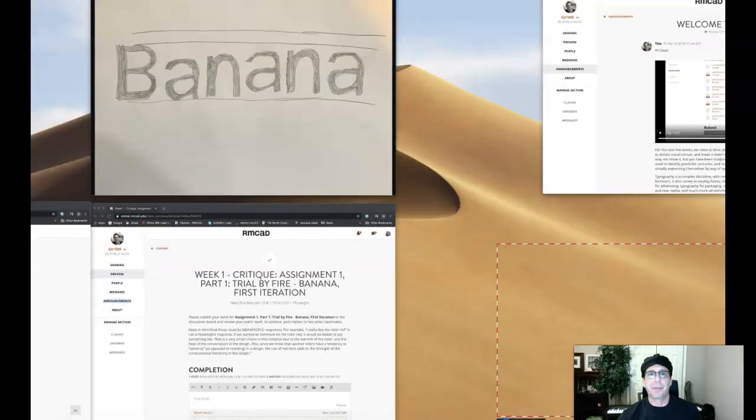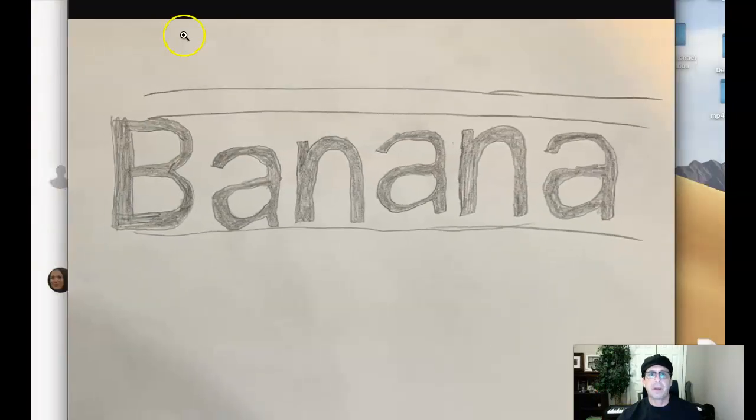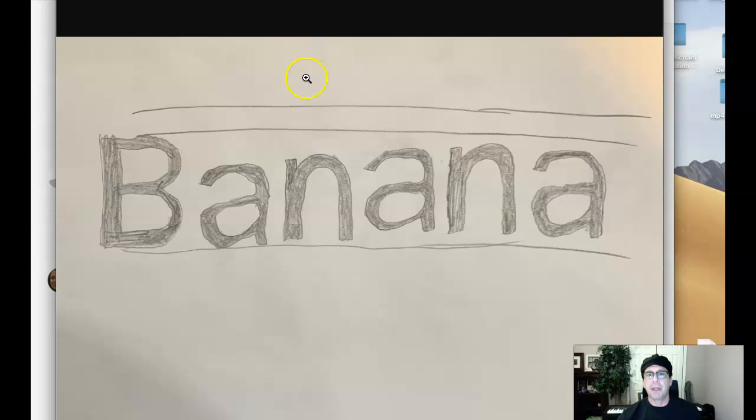I've got your banana document open right here. Let me just reduce that a little bit so that we can fit it in the window. Okay, I think the first thing that we notice is that the letters are really super irregular. As a matter of fact, I'd go as far as saying, I'm not saying that you did this, but it kind of looks like these weren't traced. Rather, they were drawn freehand.